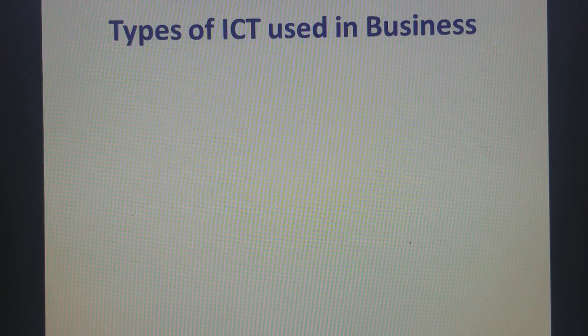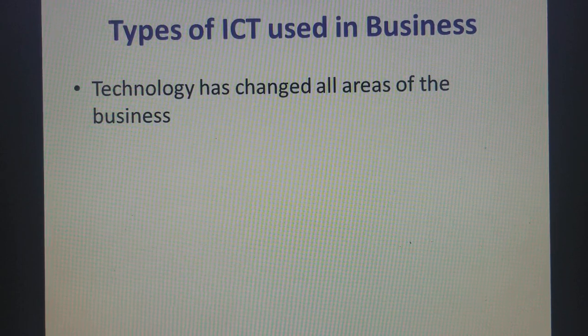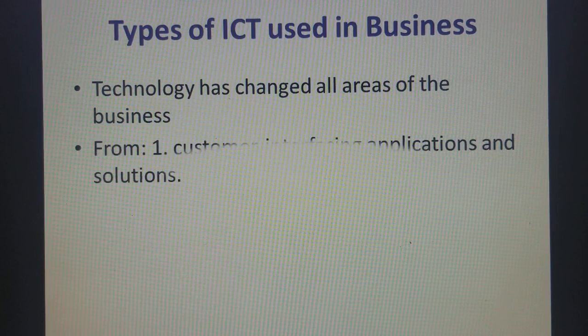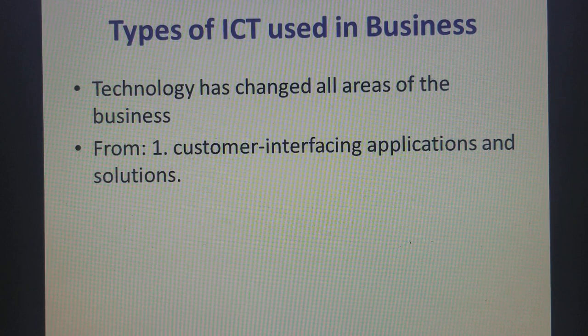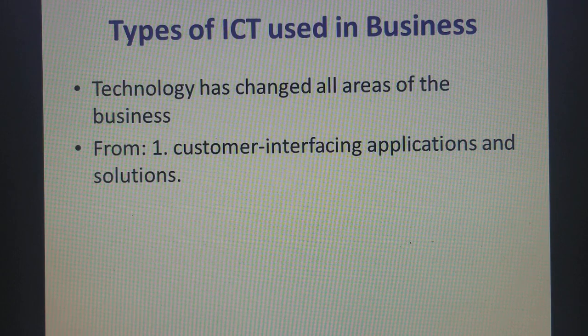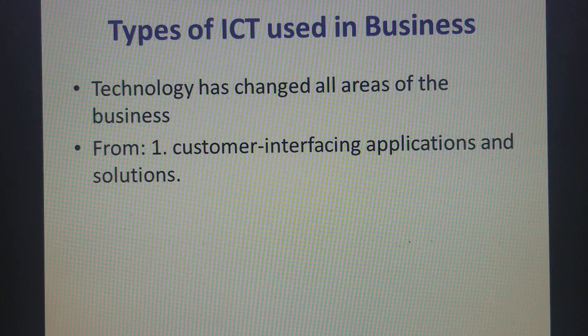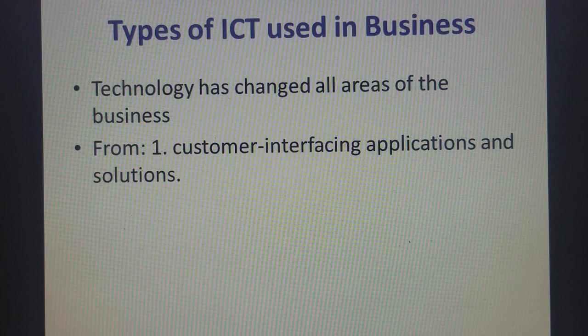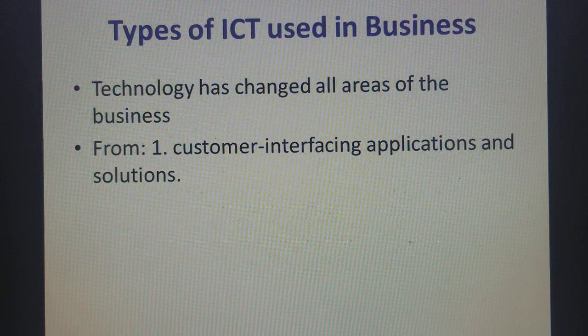All right, let's look at the types of ICT and how it is used in business. Types of ICT. Now, technology has changed all areas of business, yes? And it is evident as we move around in the various town centers and cities and so on. So ICT is impacting customer interfacing applications and solutions. By this, we're talking about the section of the business that is dealing directly with the interface of customers, yes? Technology has changed a great degree of how customers are interfacing with organizational businesses, yes?